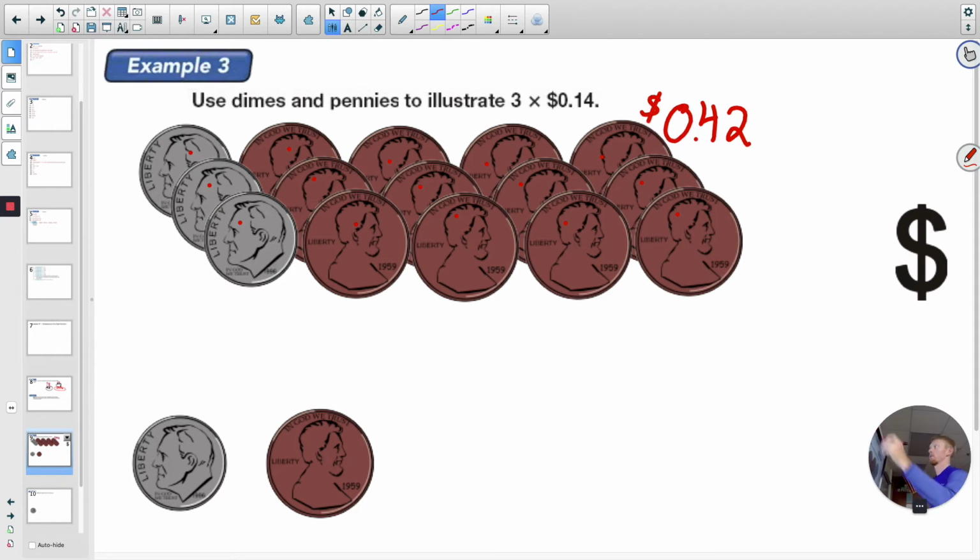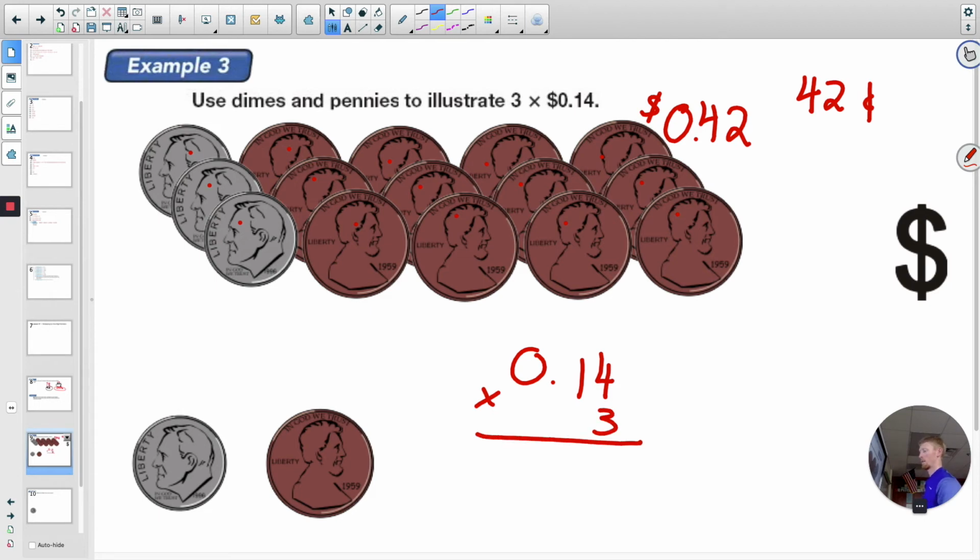That's one way to write it, or you could write it 42 cents like that, okay? If you multiplied, you get the same thing. So 0.14 times 3. Then you follow the same pattern. 3 times 4 is 12. Save that one for later. 3 times 1 is 3, plus 1 is 4. So 42 cents.